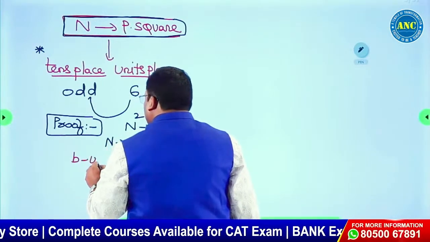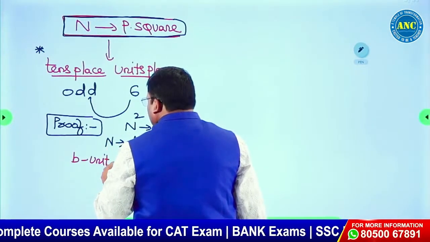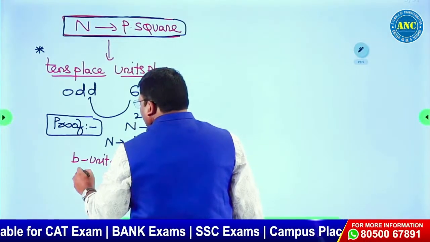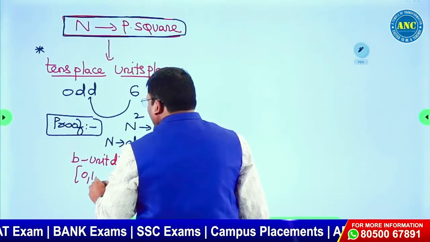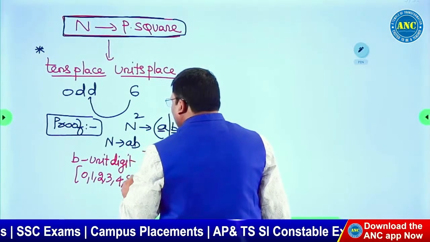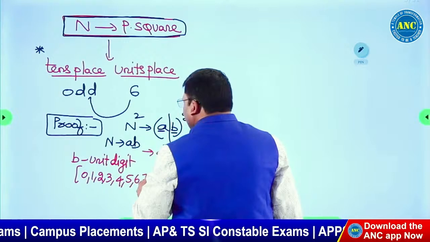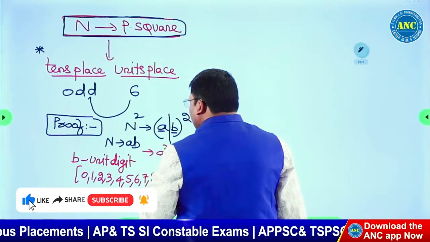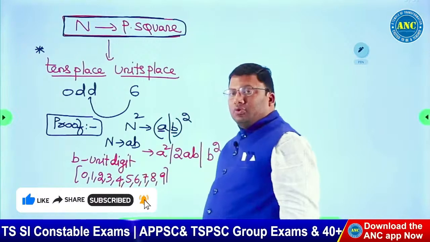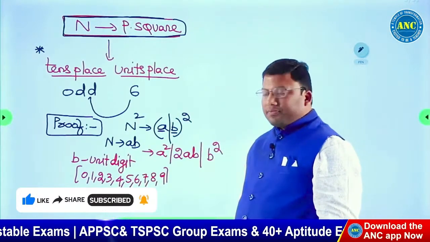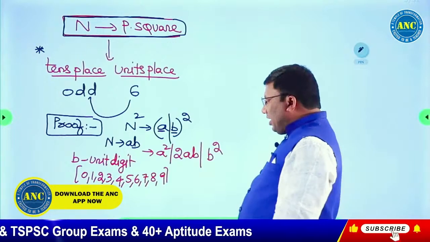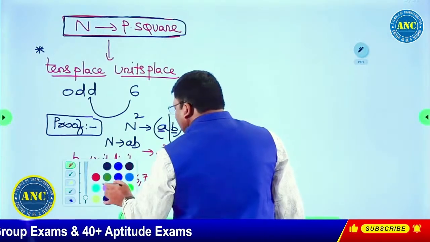B is the unit digit. Unit digit can take any value from 0 to 9: 0, 1, 2, 3, 4, 5, 6, 7, 8, 9. Now listen carefully.